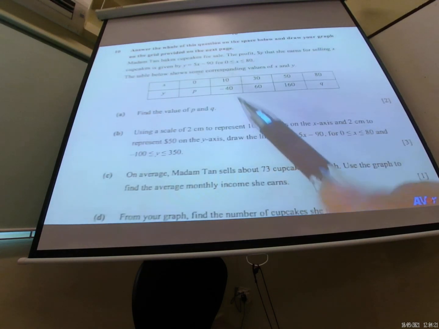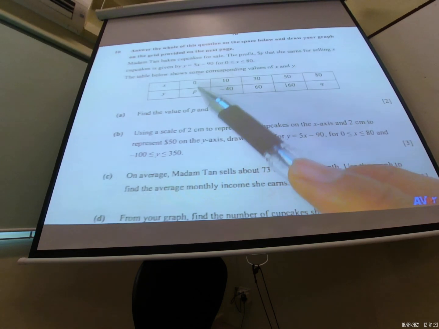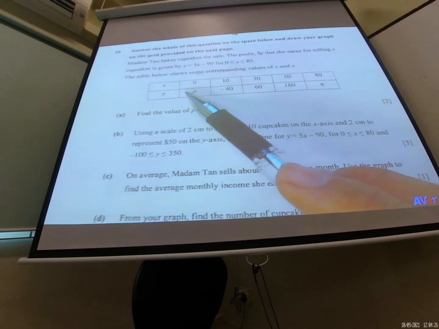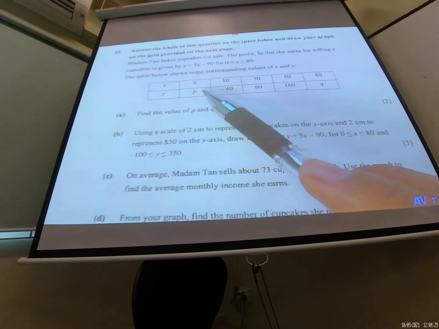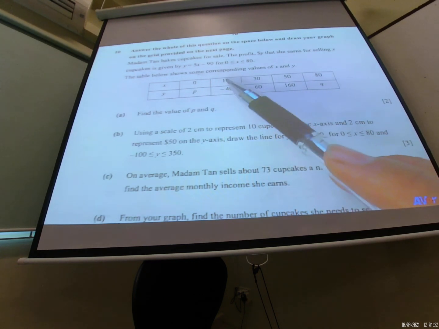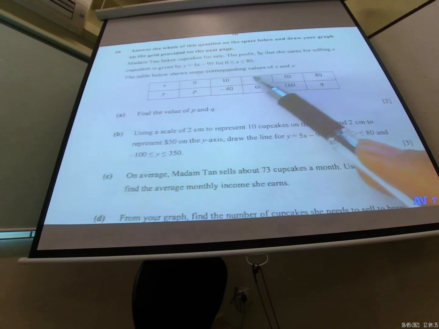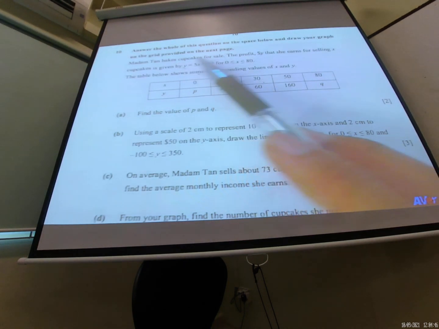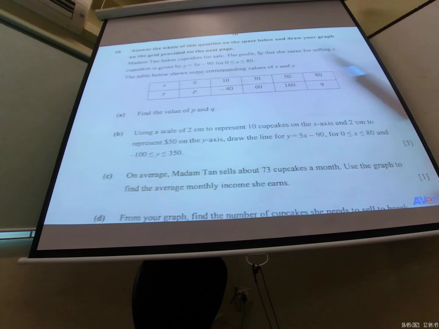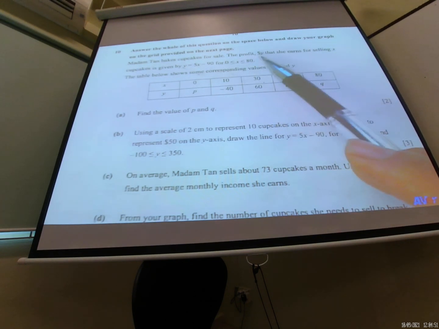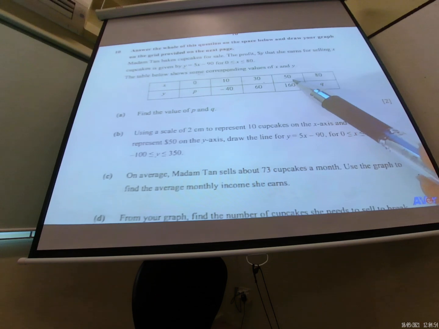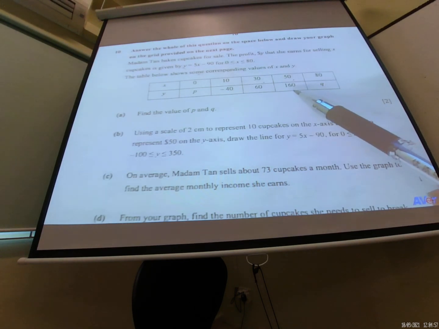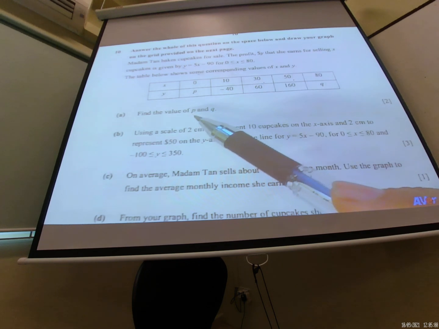So when she baked 0 cakes, what is the money that she earns? When she baked 10 cakes, what is the money that she earns? When she baked 30 cakes, what is the money that she earns? The number of cakes is x. Then the profit is y. When she baked 50 cakes, she earned 160. So the question wants you to find the values of p and q.